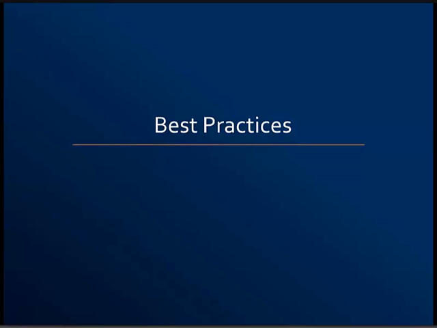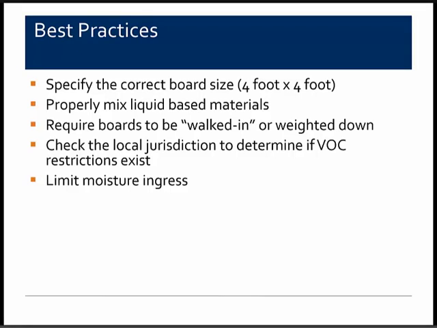Now we want to talk about some of the best practices that we've come across and have been trying to implement over the years due to some of the failures that we've seen. You want to specify the correct board size. I listed 4x4 insulation boards or cover boards. The larger 4x8 boards tend to be a little more cumbersome and don't necessarily conform as well as the smaller boards do. You want to make sure that the liquid materials are properly mixed.